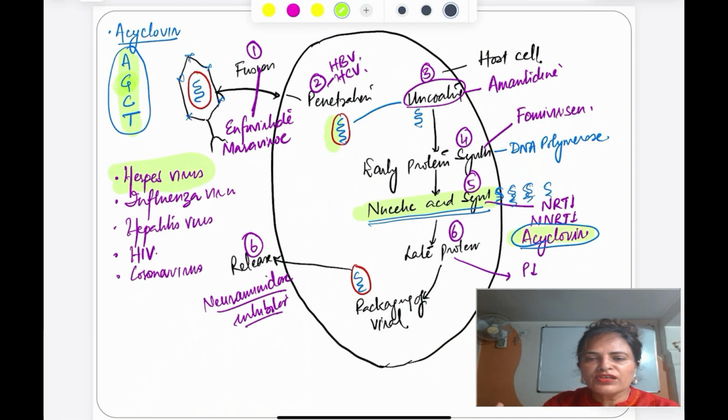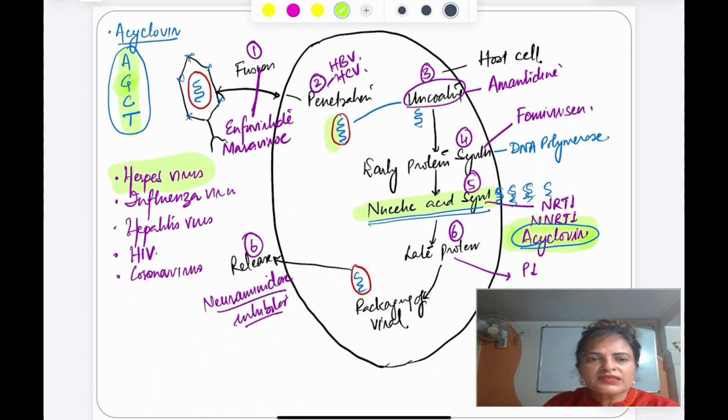So what will happen when nucleic acid synthesis is going on within the virus? Perchance, instead of picking up guanosine, the virus is going to take up acyclovir. Then further synthesis of DNA will not happen.